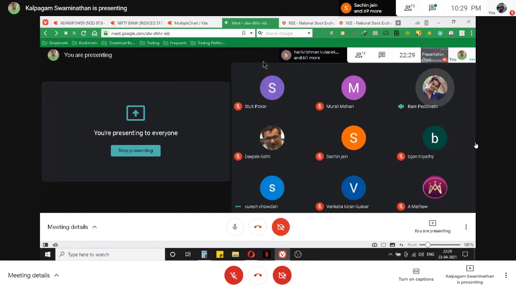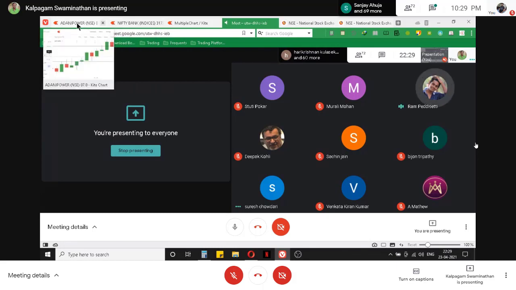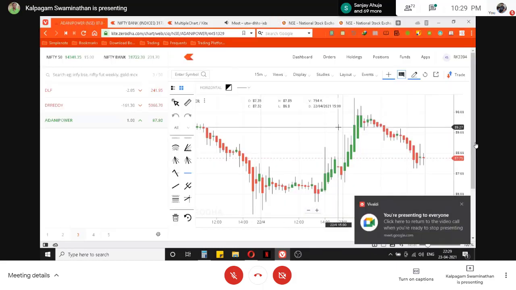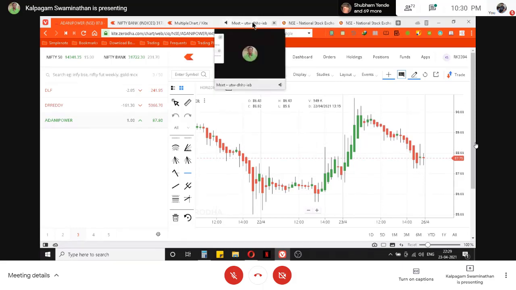I learned what mistake I did in Adani Power. At the resistance, we have to sell on the break of the green Heiken Ashi candle. But instead of that, I bought the long trade on the break of the green candle, exactly at the resistance. Would I be wrong in saying you deserve the loss?